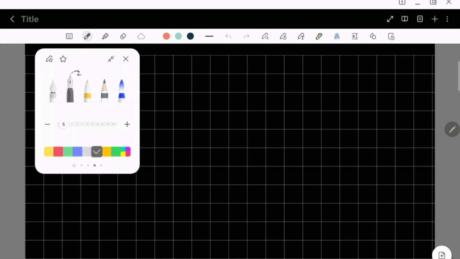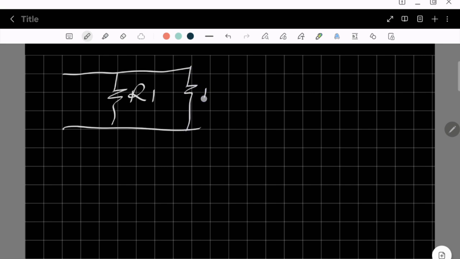Hello, in this video we will see how to calculate the equivalent resistance when resistors are in parallel. When we take, for example, two resistors in parallel, the situation is like this. This is the first resistor, R1, and the second resistor is R2. These two are in parallel.